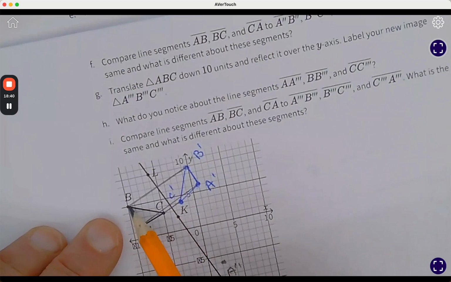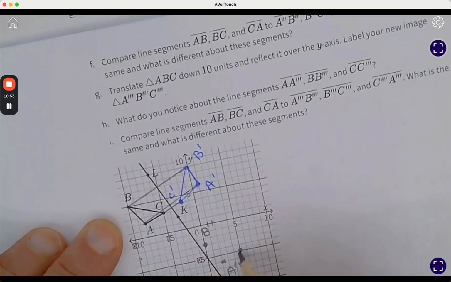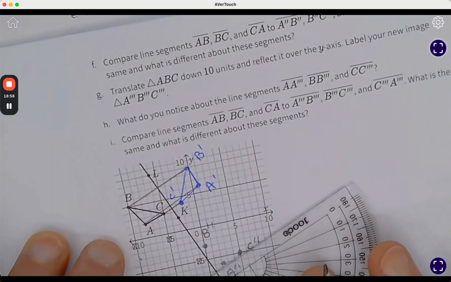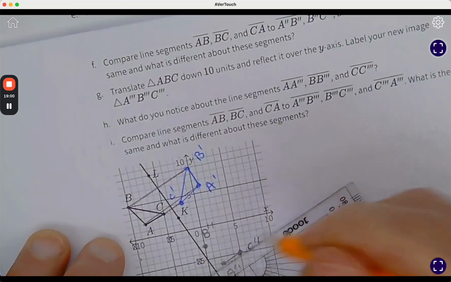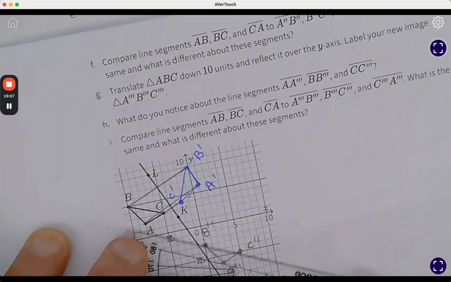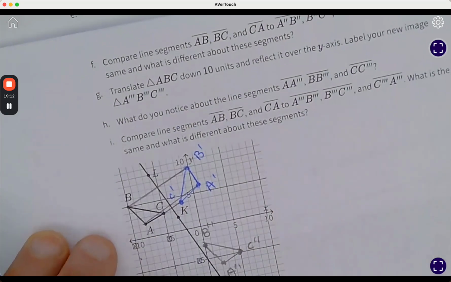Okay, down 8, over 10. B double prime. Down 8, over 10. C double prime. Use the compass there. I'm sorry, the straight edge. Okay, there's that.